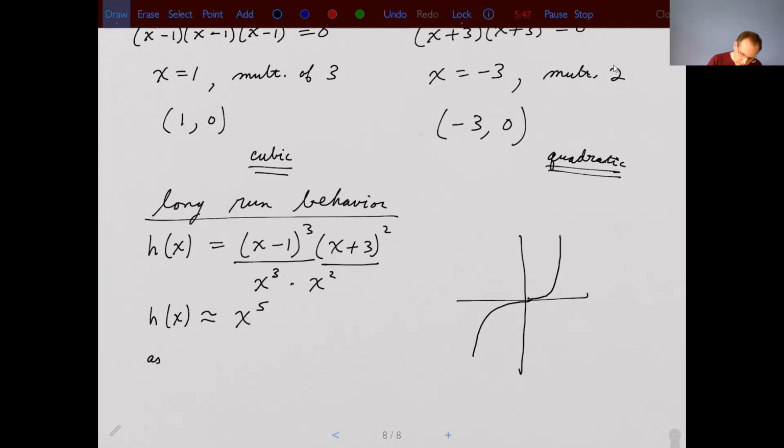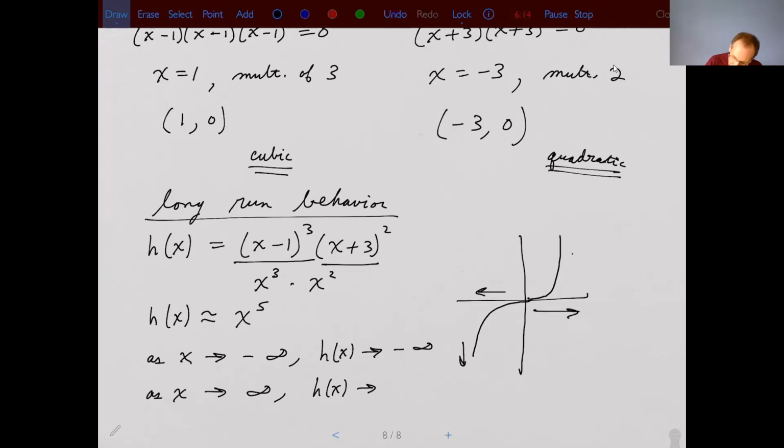So as x goes to negative infinity, what's happening with h? It's going also towards negative infinity, right? As x gets small, h is going down. And then as x goes to positive infinity, what's happening with h? Well, as x gets larger, the function is growing without bounds. So it's getting larger and larger. It's going towards positive infinity. Okay, so those will be helpful in figuring out what direction to draw these things.